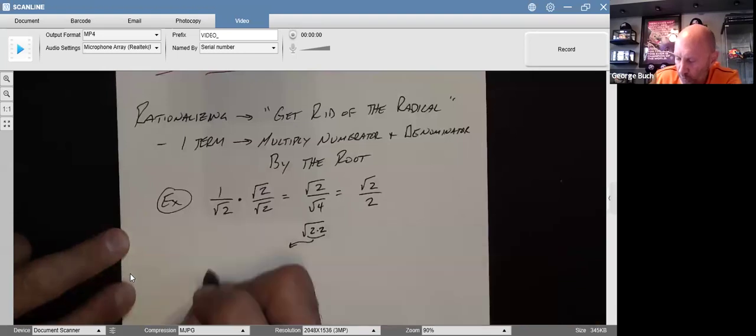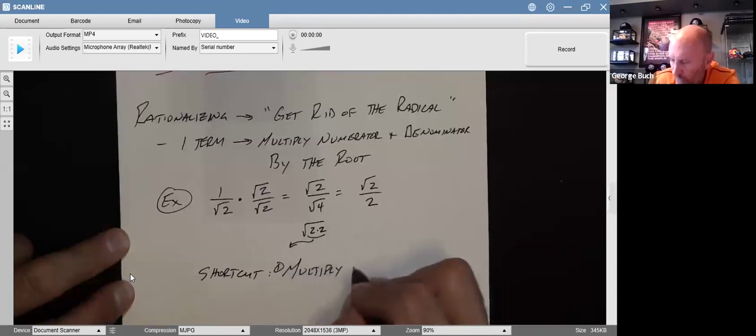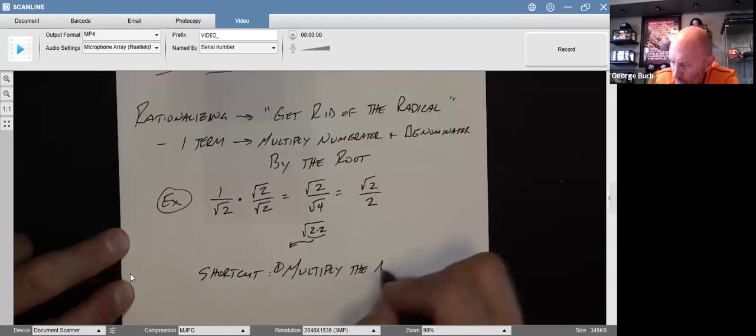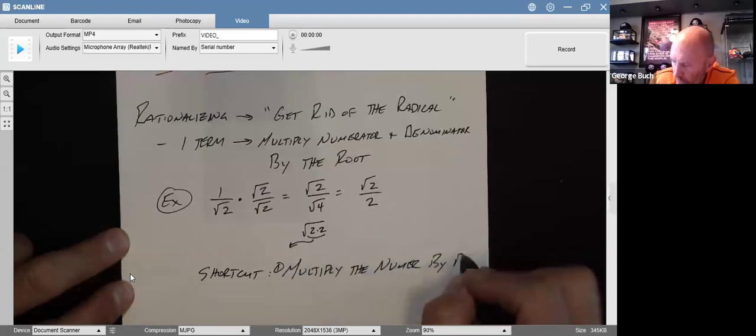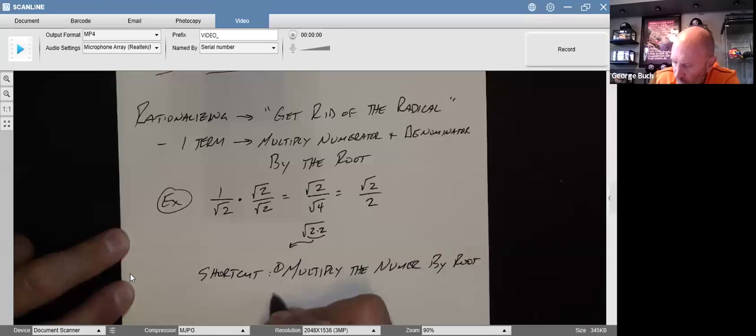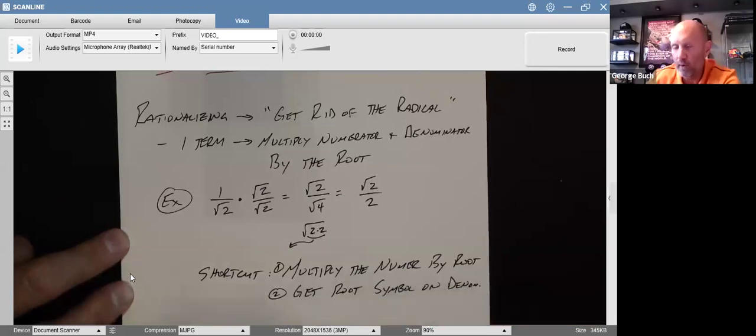The shortcut for this, when we have just one term, assuming we're rationalizing the denominator, is to multiply the numerator by the root, and then get rid of the root symbol on the denominator. So this is the mathematical way of doing it.